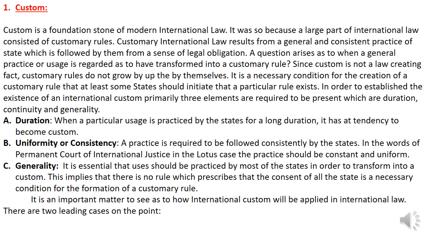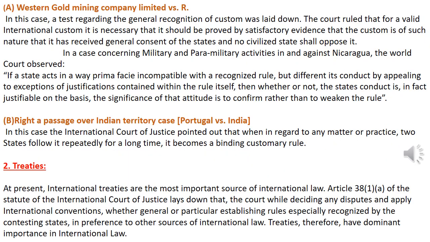There are two leading cases in this regard. In the case of West Rand Gold Mining Company Limited versus R, a test was conducted regarding the recognition of custom, whether the custom is a valid source or not. The court ruled that for a valid international custom, it is necessary that it should be proved by satisfactory evidence that the custom is of such a nature that it has received the general consent of the states and no civilized state shall oppose it.